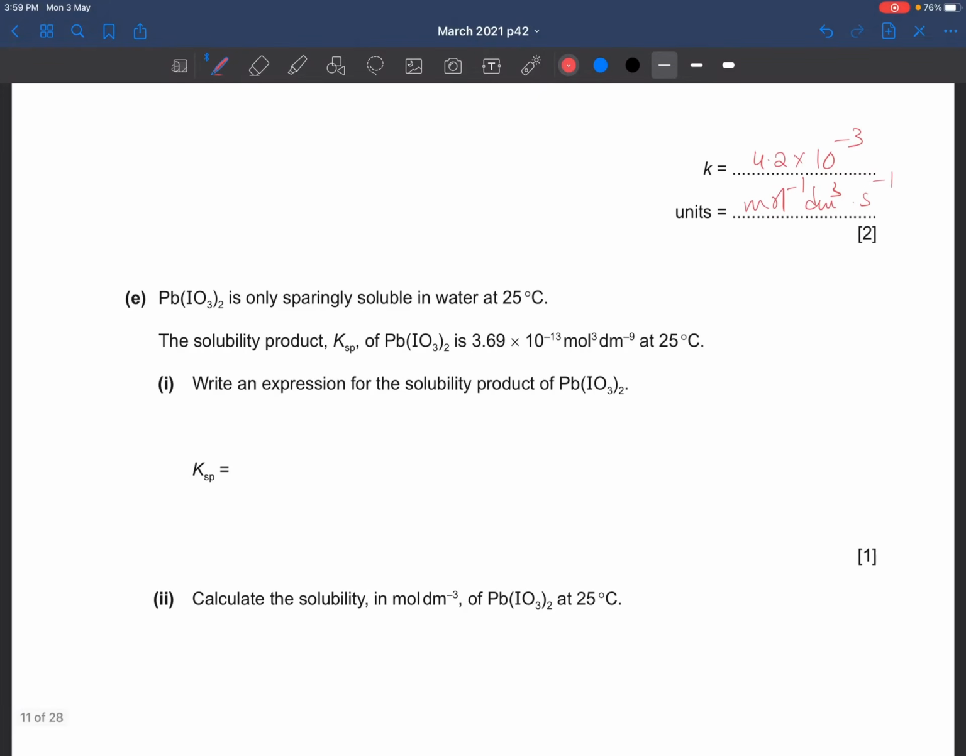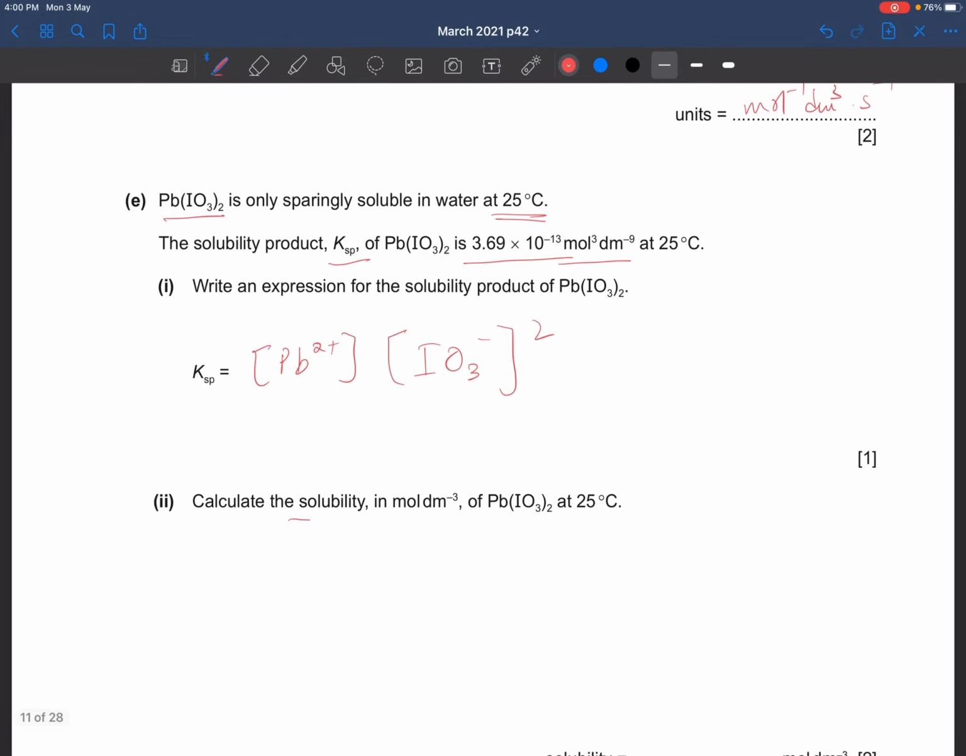Next is PbIO3 minus is only sparingly soluble in water at 25 degrees centigrade. The solubility product KSP of PbIO3 minus is this. This is solubility product. Write an expression for the solubility product. So KSP, this is the product of the ions of a partially soluble salt at equilibrium. So this would be concentration of Pb2 plus into concentration of IO3 minus square.